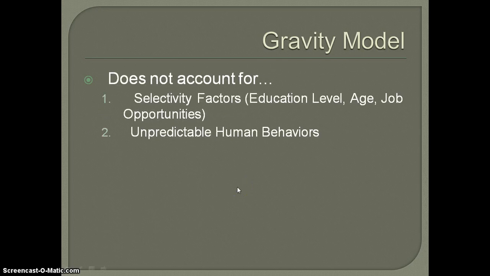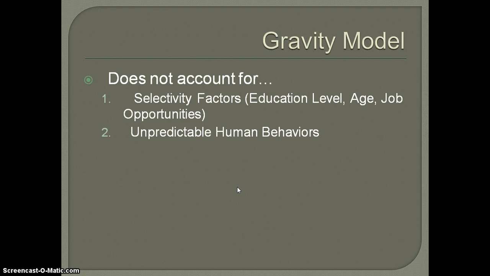Now, the gravity model itself is not perfect because there are several things it does not account for. One thing it doesn't account for are what are called selectivity factors, thinking about people who are most likely to move. So selectivity factors can be things like the education level of a person, how old a person is, job opportunities that might or might not be available in a particular place. All of those things might cause somebody to be willing to move to a location that is outside of this idea of the gravity model.